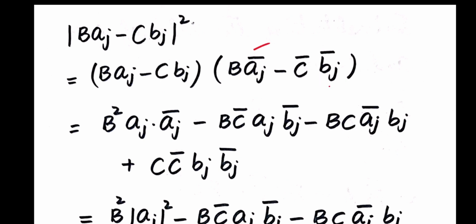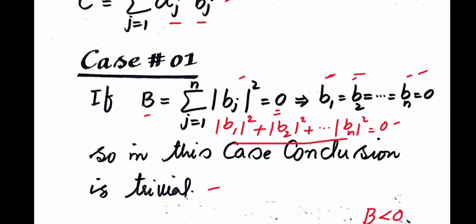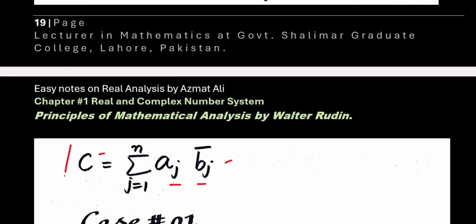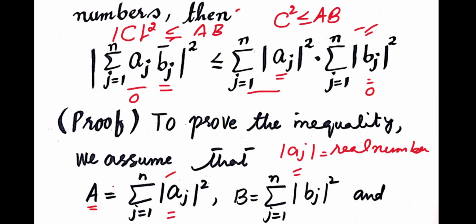As above I have discussed that A and B are real numbers, but C is a complex number. C is actually the product, that is the sum of the product of complex numbers. So this is a complex number. C represents a complex number, but A, which is the summation of the squares of absolute values, is always a real number. B is also a real number. So that's why we will not take the conjugate over A and B.